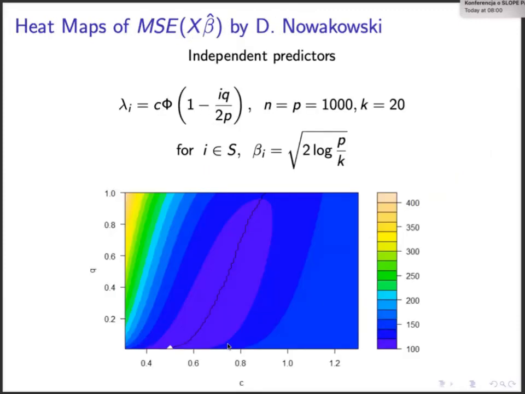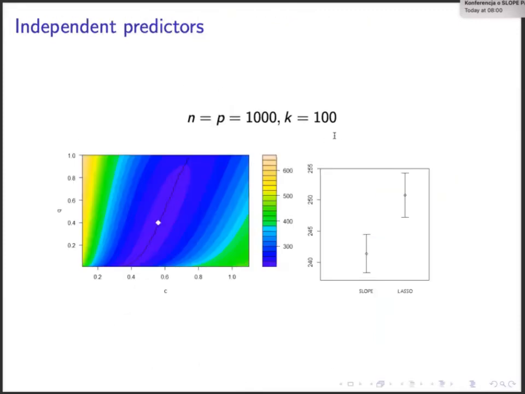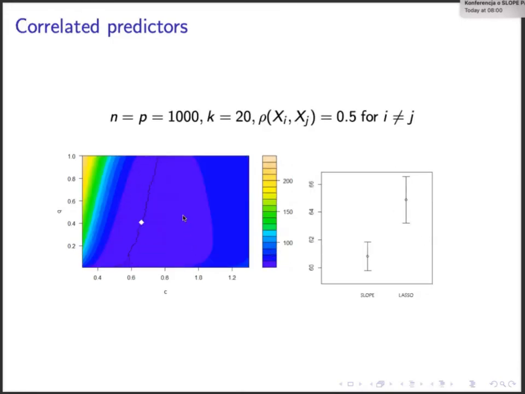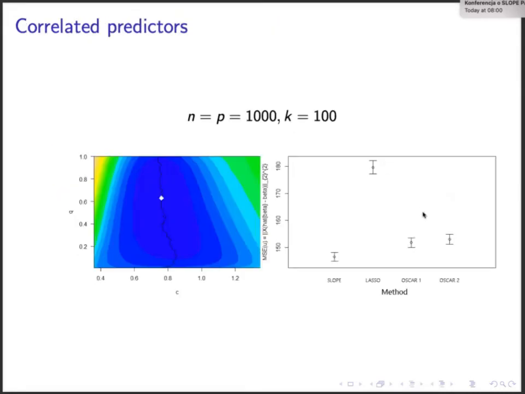But when we have more signals, like 100, then you can see that the mean square error of the optimal solution of slope is much better than for LASSO. And when the regressors are correlated, we already see this for sparse signals. And when the signal is dense, there is a huge difference between slope, Oscar and LASSO.